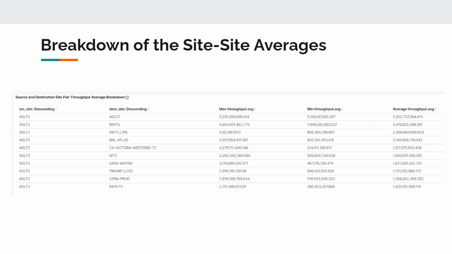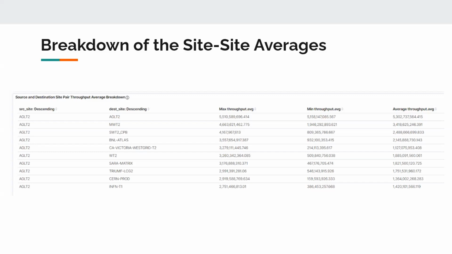So like I mentioned, those graphs above were averages. But I started to notice that even though they have a pretty good average, for example, the AGLT2, the ATLAS Great Lakes Tier 2 as a source site, and the Midwest Tier 2 as a destination site, they average about 3.4 gigabits per second. But I noticed that there was a lot of variance between the data. And so what I wanted to do is create ways to identify if there's a lot of variance. So for that example, you can notice that there's a maximum throughput of 4.6 gigabits per second, but it has a minimum throughput of 1.9 gigabits per second.